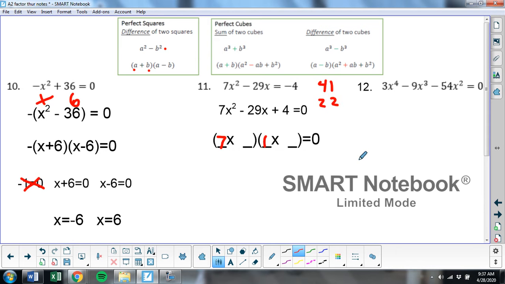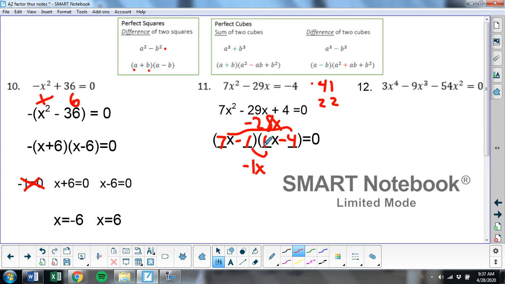So what do you want to try first? We kind of want a big number. We're trying to get 29 here. So maybe we should go with a 4, because 7 times 4 is 28. So we're going to go with a 4 and a 1. So that will give me 28 x's. This will give me 1x. Can that give me negative 29? Yep, if they're both negative, I'll have 29 negatives.